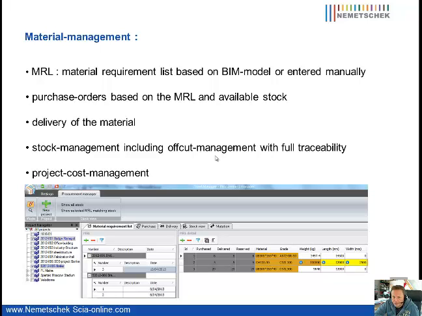Now once the purchase orders are done, automatically the next step is when the items or the elements, the material is delivered by the suppliers, we register all this delivery, and of course based on the heat numbers and so on, you can also keep track on the quality assurance. Now once the material is received, we have a full stock management system, including off-cut management with full traceability, and based on all this information you get the project cost management on material.